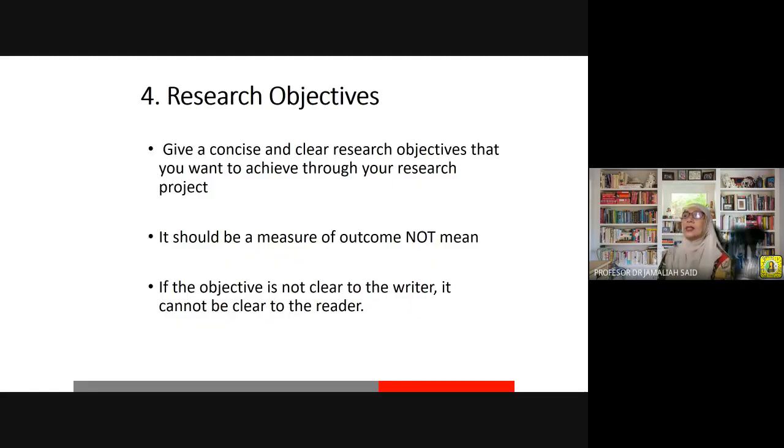So what is a research objective? Next after the problem statement, you have the research objective. Number 4. Give a concise and clear research objective that you want to achieve through your research. If the objective is not clear, and you yourself cannot understand your objective clearly, I believe the reader will feel the same thing.